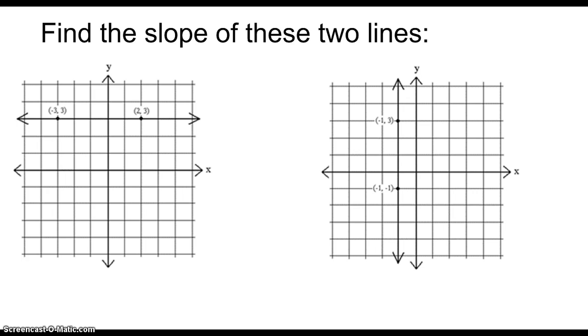Let's look at the horizontal line first here. Remember, you can choose any 2 points that you want to. So here's my horizontal line. They have 2 points on there. You don't have to use the ones that they use. For instance, I'll take that one and that one. So what is the change in x, which is my run? Remember, we've got rise over run.